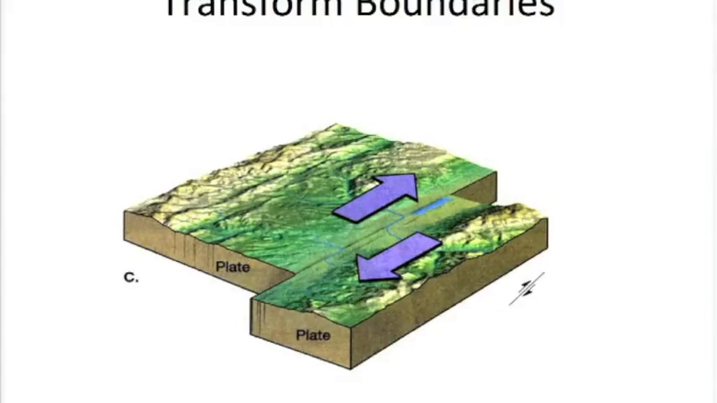Transform boundaries. In a transform plate boundary, the plates move horizontally past each other, or you can say they rub side each other. The transform plate boundaries can be located in both ocean and continental plates. When they move, they generate earthquakes.